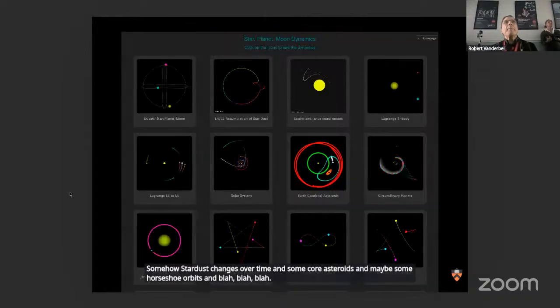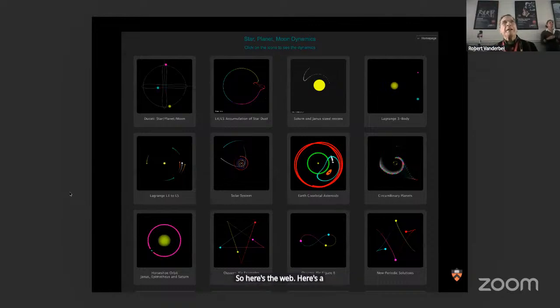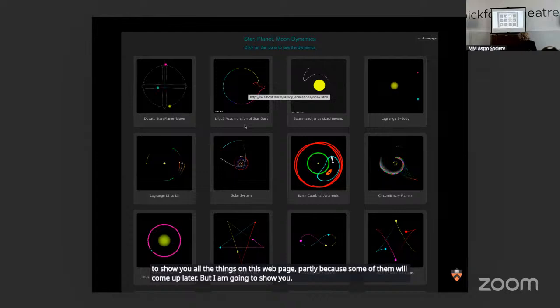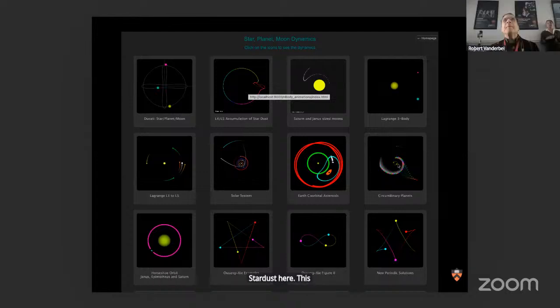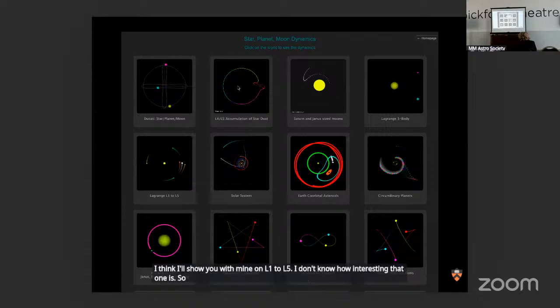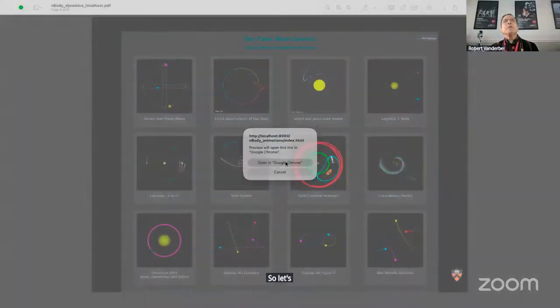So here's a screenshot of the web page. I'm not going to show you all the things on this web page, partly because some of them will come up later, but I am going to show you stardust here, this one. I am thinking I'll show you circumbinary disk, and Lagrange L1 to L5, and maybe Earth orbital, but I'm not sure how interesting that one is. So anyway, let's start. Let's open up Google Chrome.